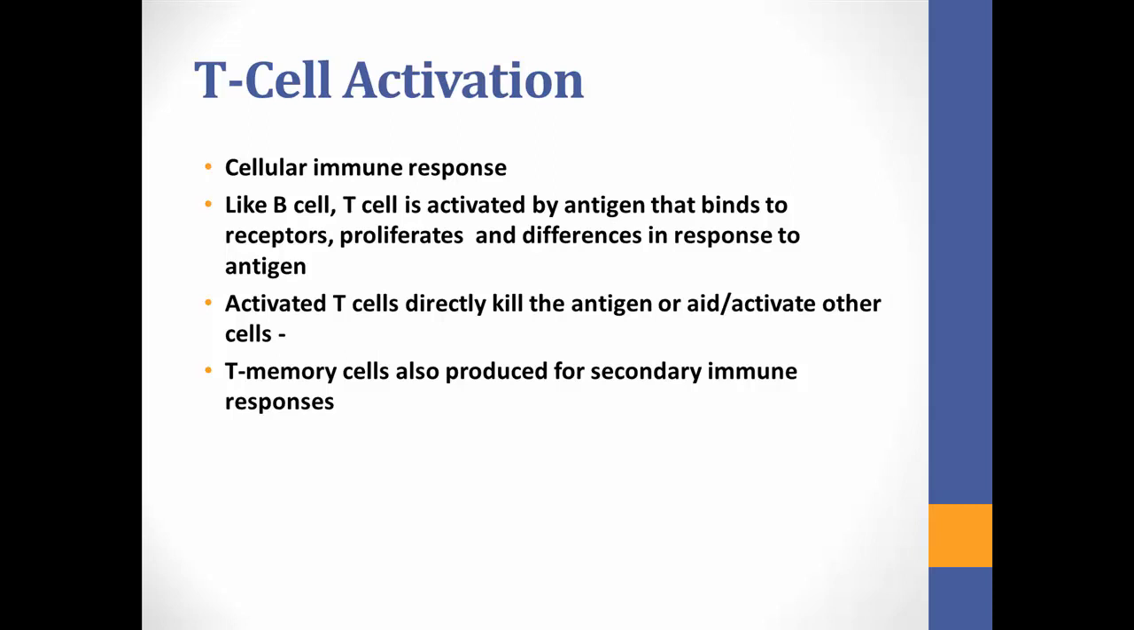T memory cells are also produced for a secondary immune response, which is why you'll get that secondary response. So they have memory, but they don't produce antibody.